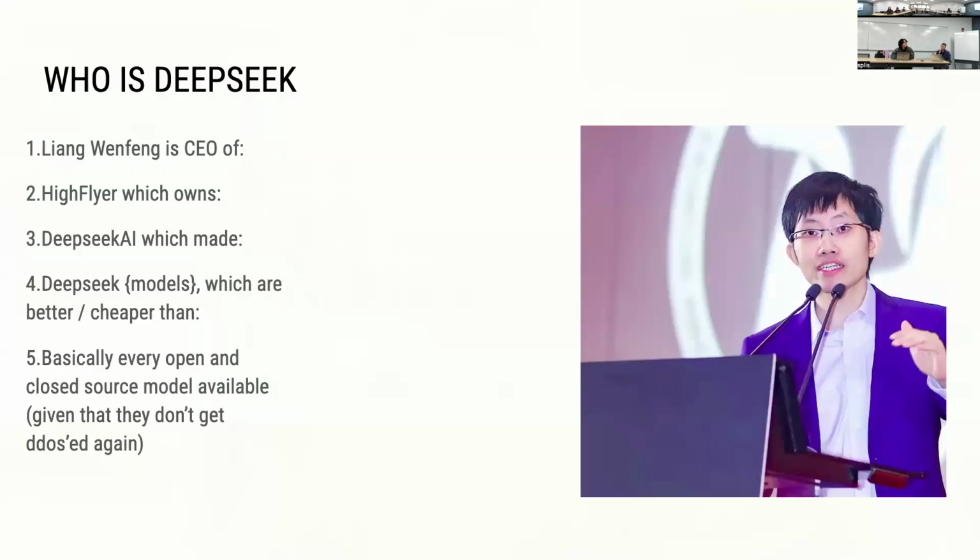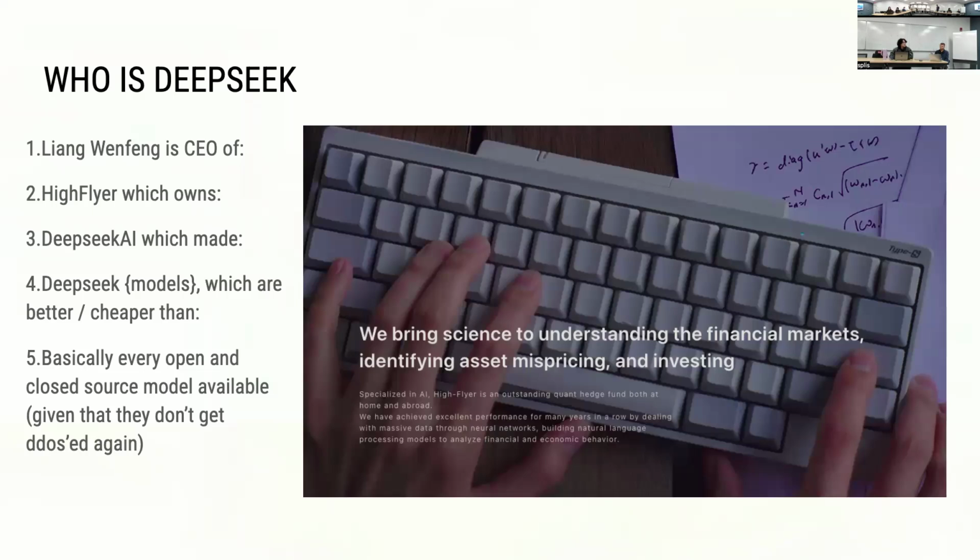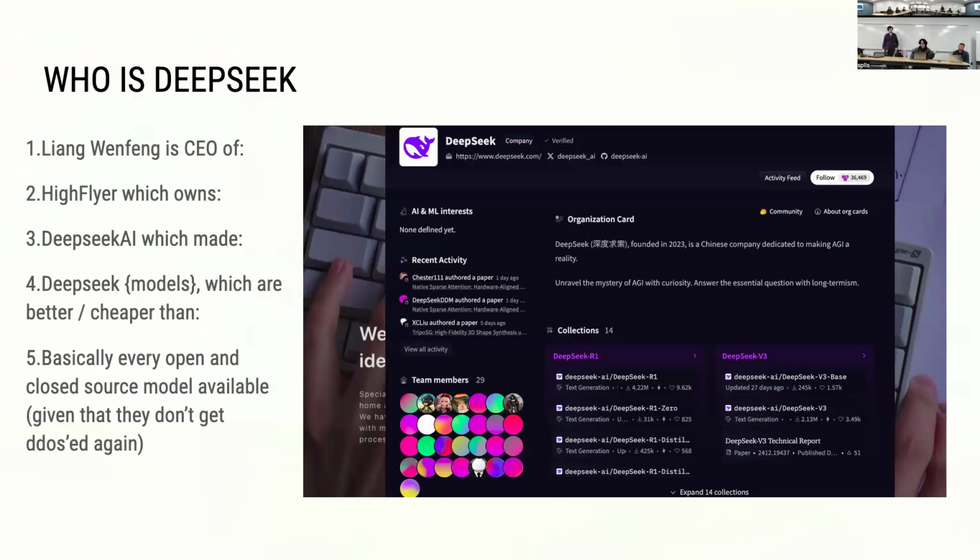Okay, so in more detail, who is DeepSeek? Let's first cover the people who actually founded DeepSeek. He is the CEO of this quant company called High-Flyer, which owns DeepSeek. High-Flyer is a quantitative analysis firm. If you've heard of Jane Street, they're similar. They specialize in identifying mispriced assets. For example, a semiconductor company that's massively overpriced might be their target, and then they'll short that company and make a lot of money. This company also happens to own DeepSeek AI, which is the company that makes lots of models.